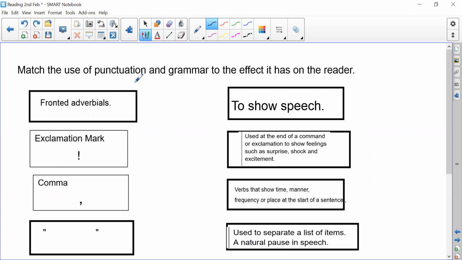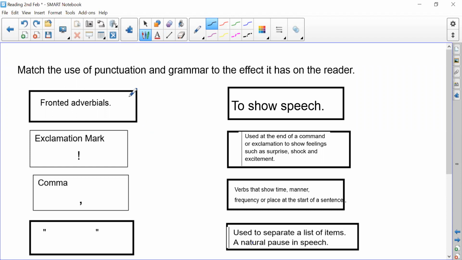So match the use of punctuation and grammar to the effect it has on the reader. You need to pause the video and draw lines or match it up. Now, you can do this on Teams. I've put this and the next two tasks all on Teams. So once you've watched this video, go back and annotate the work on Teams. Make sure you're saving it when you send it in so that we can see it. Okay, so I'm just going to go through the answers to this now. If you don't want to listen, just skip ahead.